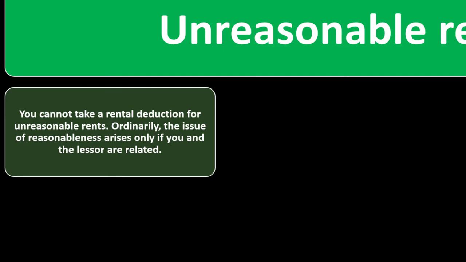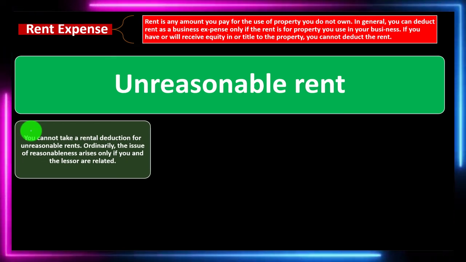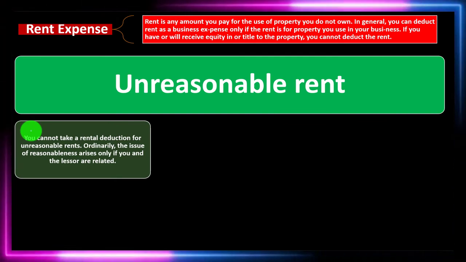normal, because if it was unreasonable rent, you probably wouldn't be going into the contract for unreasonable rent unless there was something weird going on, like a family kind of transaction that was put into place possibly for tax reasons or something like that. So ordinarily, the issue of reasonableness arises only if you and the leaser are related. So you can imagine situations where you're dealing business with someone that's not your family, then you're at kind of an arm's length transaction. We kind of call it a normal market transaction with two self-interested people that don't have interests aligned, that are both self-interested. So you would think that the price would not be unreasonable in that case.